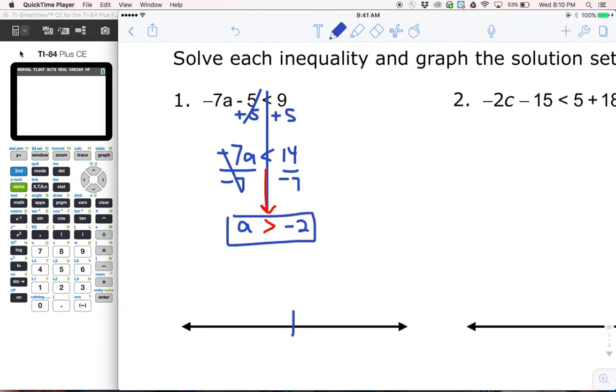On the number line, I'm going to have an open circle. And since a is greater than negative 2, we want our numbers greater than negative 2, pointing to the right. Problem 2.